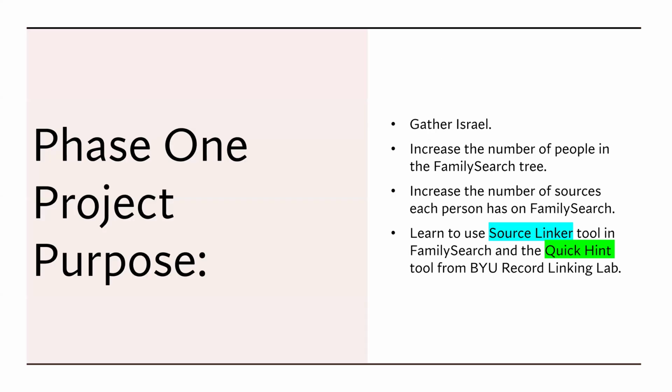Okay, so phase 1 purpose is to gather Israel, of course, and increase the number of people on the FamilySearch tree, which is gathering Israel, and increase the number of sources each person has on FamilySearch. And of course, we're going to learn to use the SourceLinker and the Quick Hint tool from the Record Linking Lab to show you how to do this.